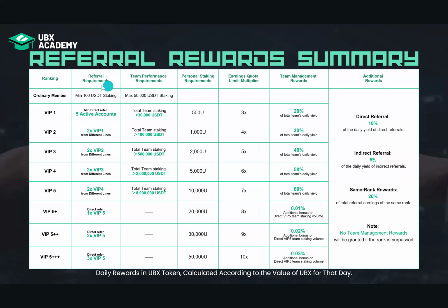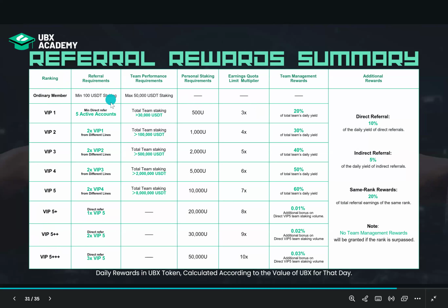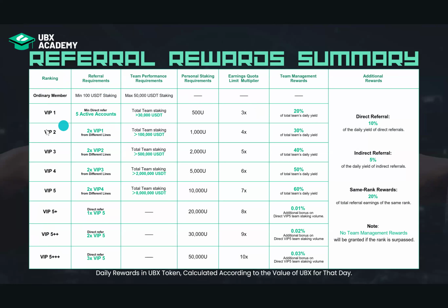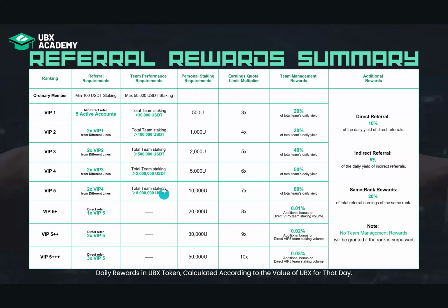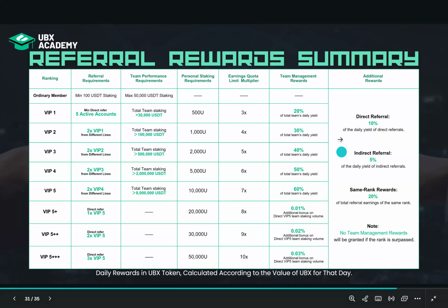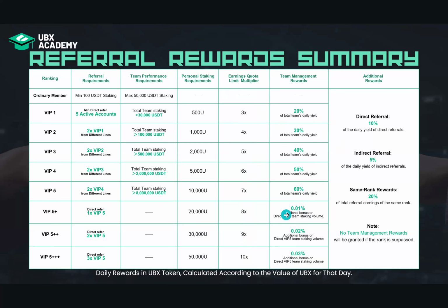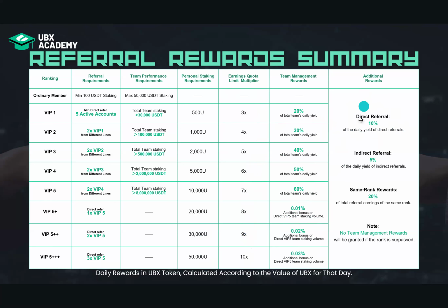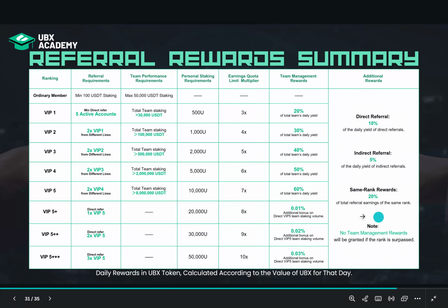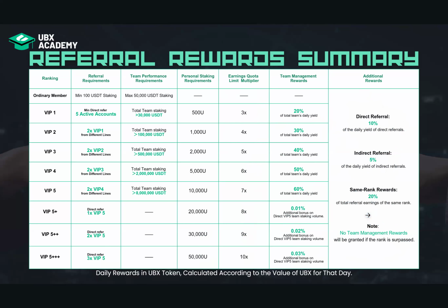So all this is the summary that I mentioned just now. The ranking from V1 to 5 plus plus plus, and referral requirement for active account, 2 times VIP 1 for V2, these are the requirements. Then team performance requirement, the target revenue for each position. Then total staking requirement is stated here. Earning quota limit multiplier, this quota multiplier is here. Then team management reward is 20% to 60%, and also additional bonus for VIP 5 plus, plus plus, and plus plus plus. And this is the additional reward: direct referral 10%, indirect referral 5%, and the Sandman reward 20%. Please take note, make sure the position of your direct referral doesn't suppress you.